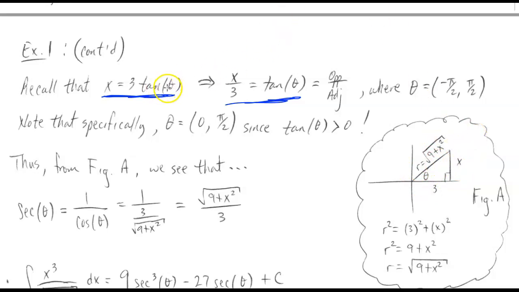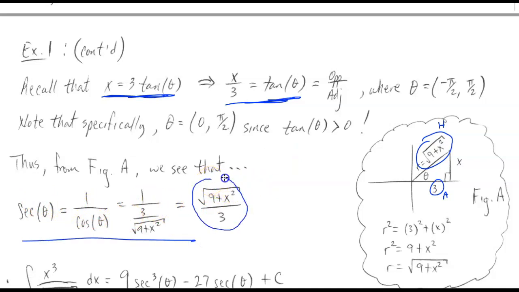So we have tangent, but I can also read this and figure out what secant is, okay? And if you remember, secant is the reciprocal of cosine. So if cosine is 3 divided by the square root of 9 plus x squared, because this is going to be adjacent over hypotenuse, then of course secant is going to be the reciprocal of that, which is hypotenuse over adjacent side. And that is what you're seeing me state here. So we have a way of expressing secant in terms of x here.